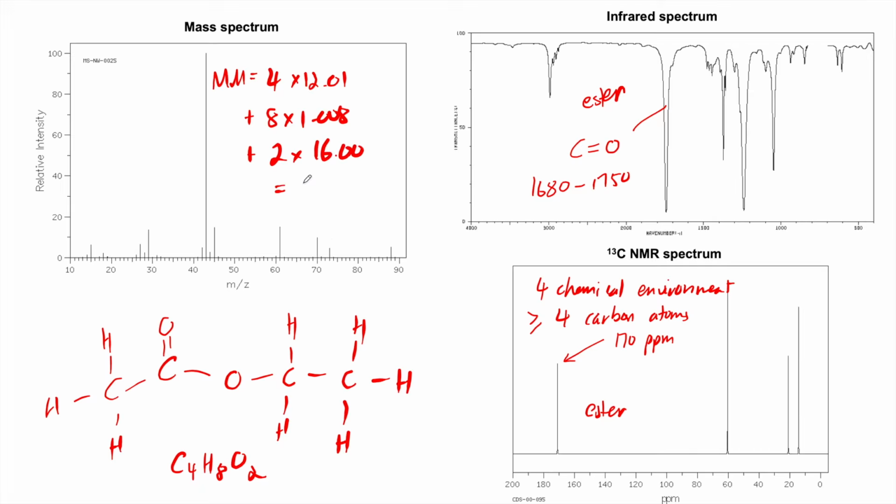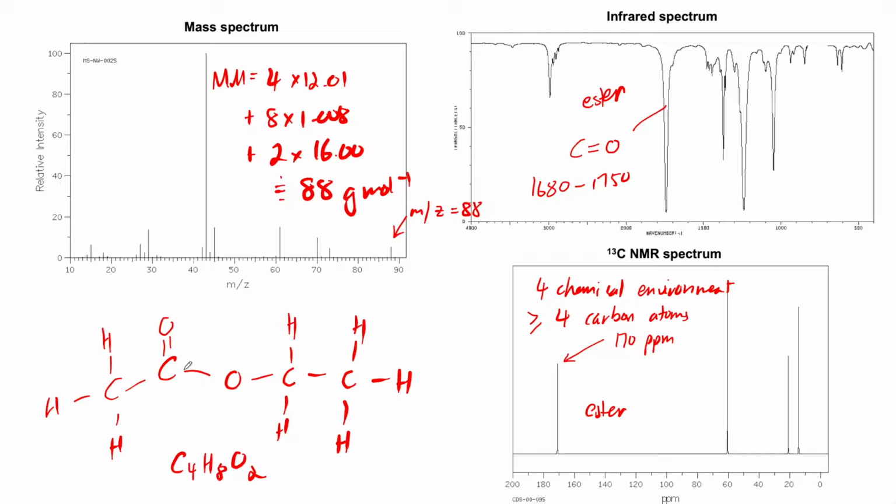And this gives us a number of roughly 88 grams per mole. You want to see whether this molecular mass has the same number as the molecular ion peak of the mass spectrum. And fortunately for us, in this case, the molecular ion peak is also at a mass to charge ratio of 88, which is consistent with the molecular mass of this ester of 88 grams per mole.